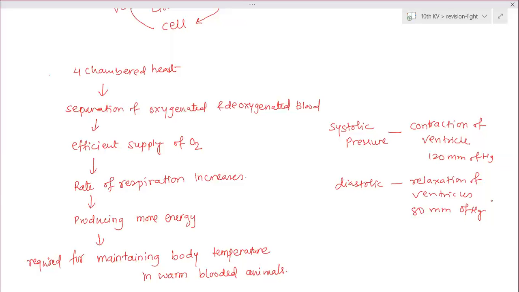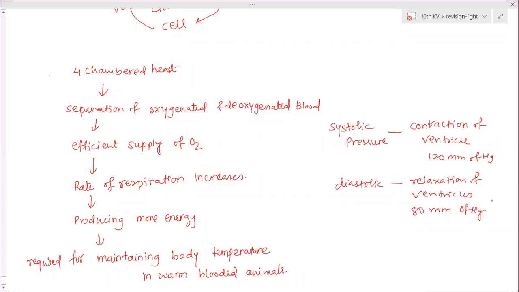Third one is the digested food is transported from the intestine to different parts of the body. Fourth point, it carries the nitrogenous waste from the liver to the kidney. Next point, it carries hormones and enzymes. It maintains the pH of the fluid of our body. Ma'am, it maintains the body temperature.